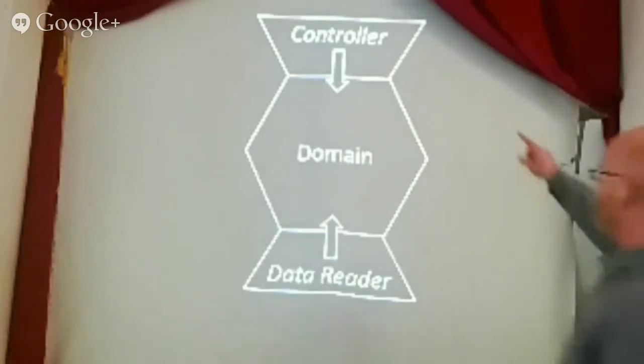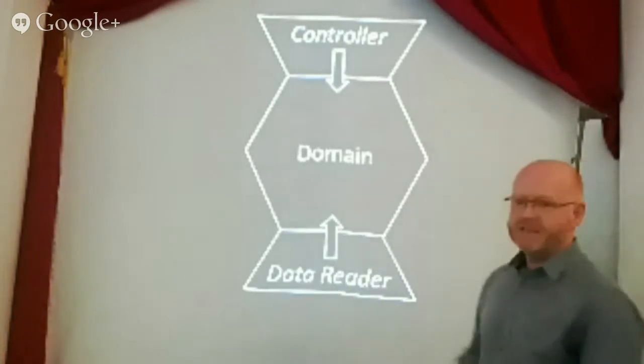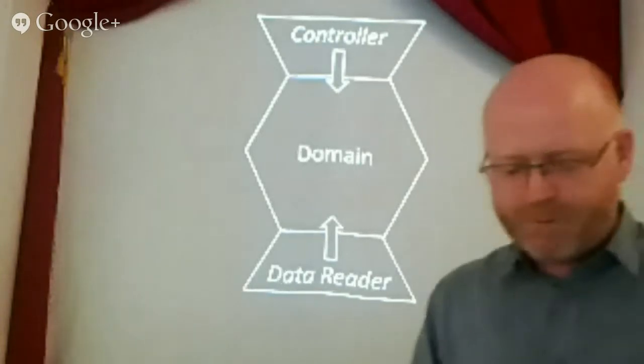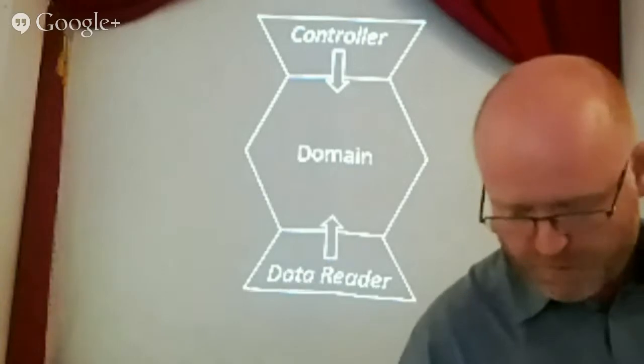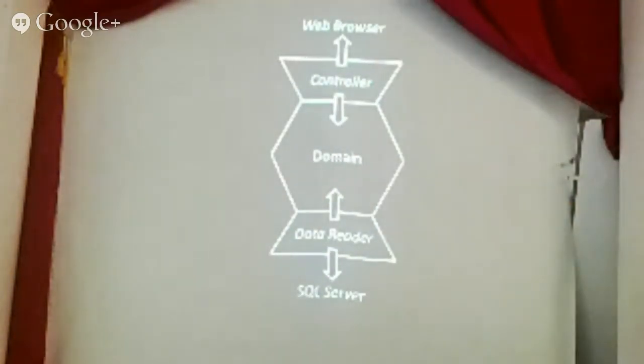So here's a port. Here's a port. Controller is an adapter. It's concerned with adapting anything that is going to go into the domain into something that the domain can cope with and is happy to deal with. The other end of the hexagon is a data reader, which if we zoom out, we can see is dealing with another outside influence, which is, in this example, SQL Server.